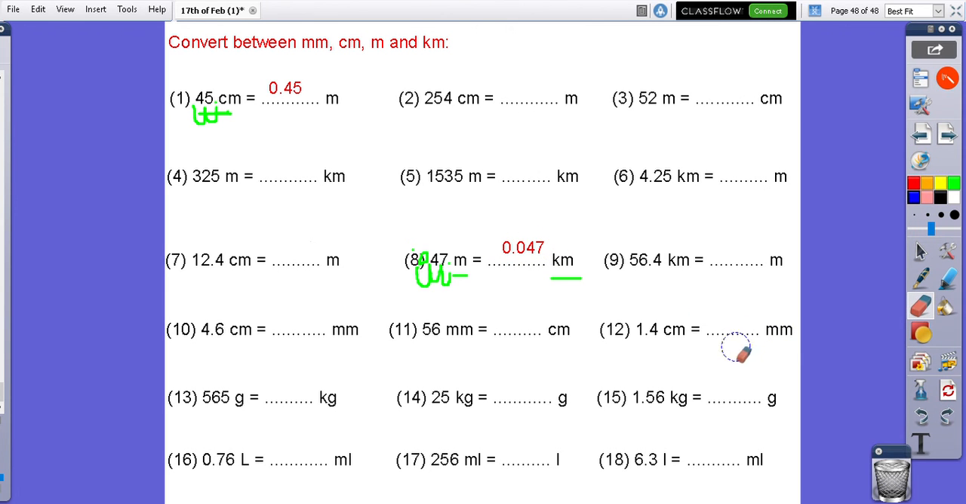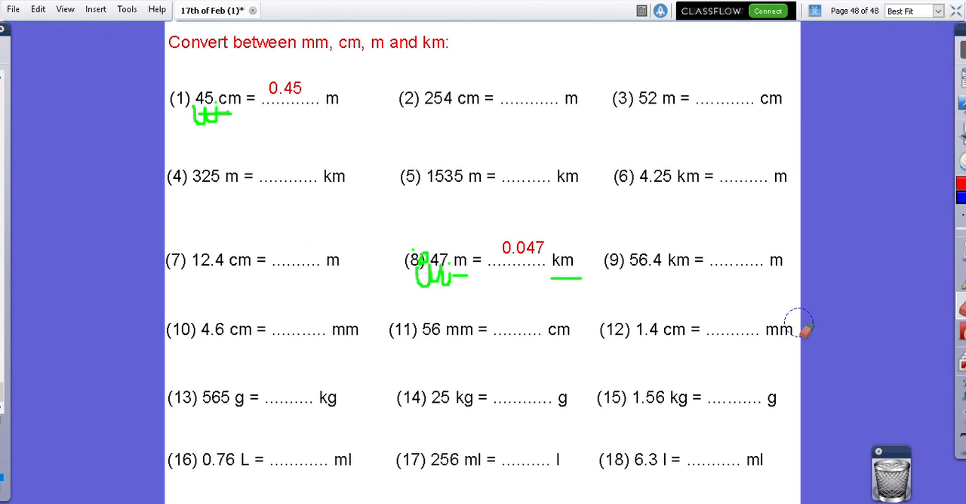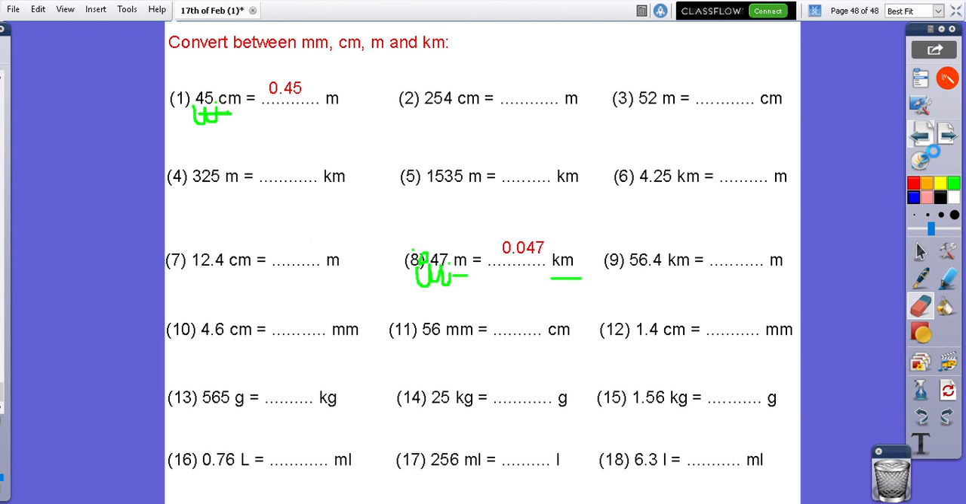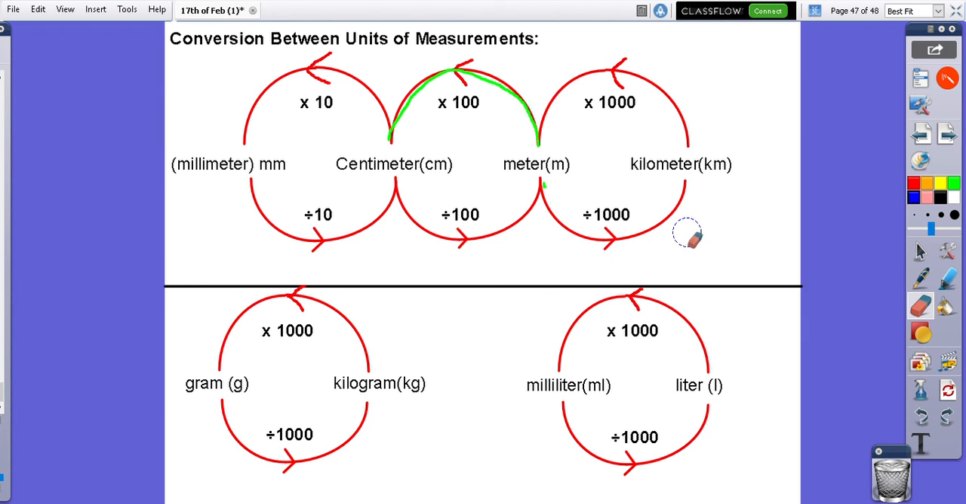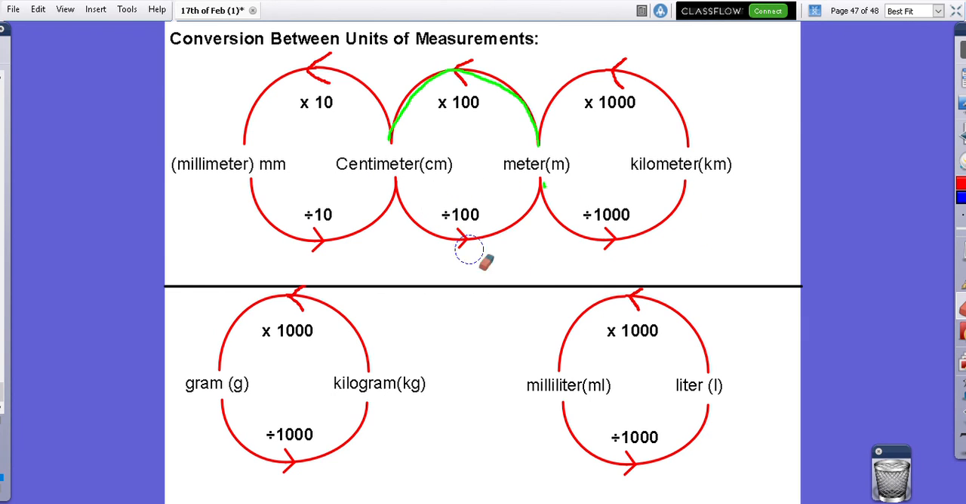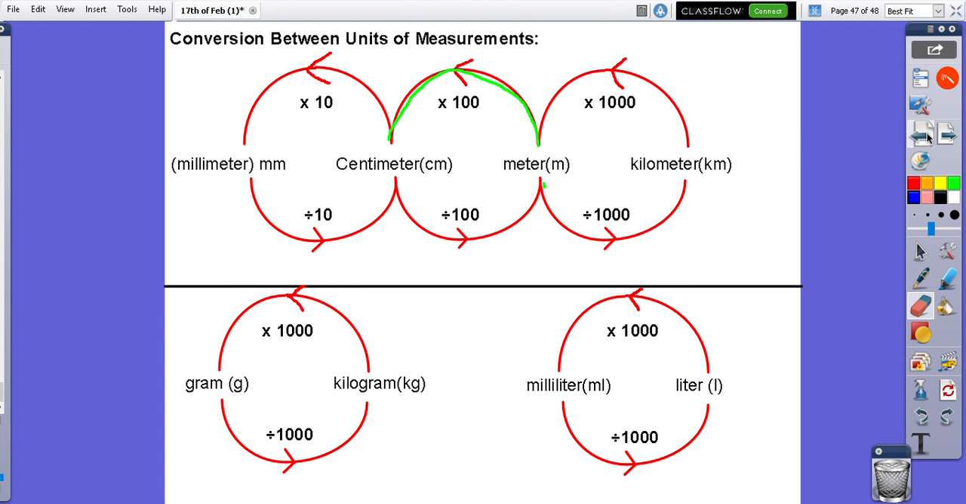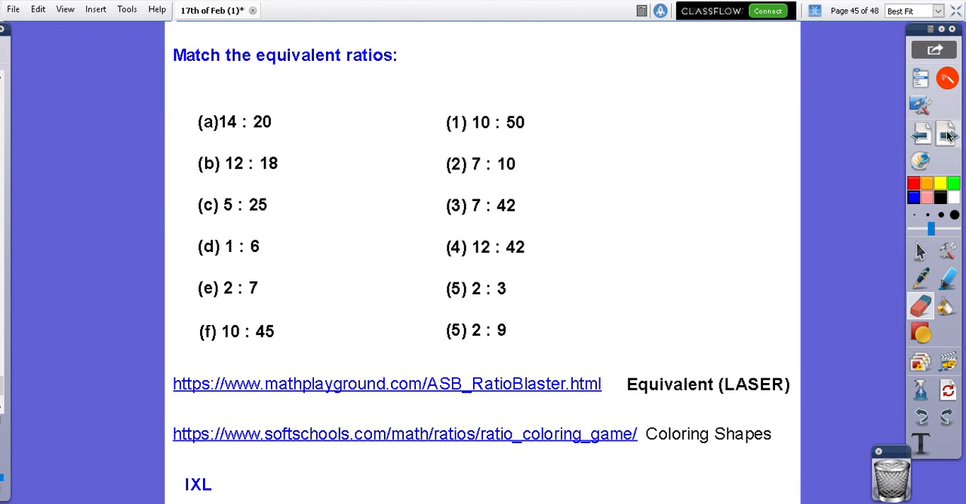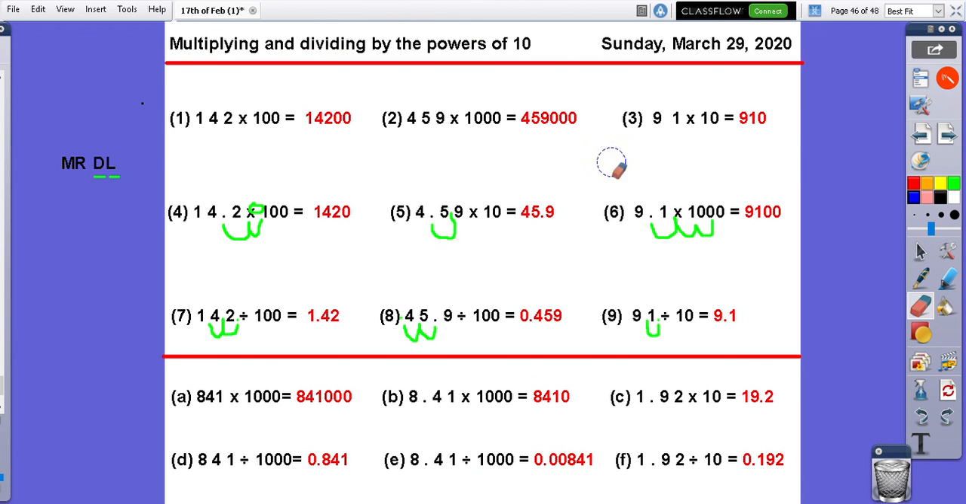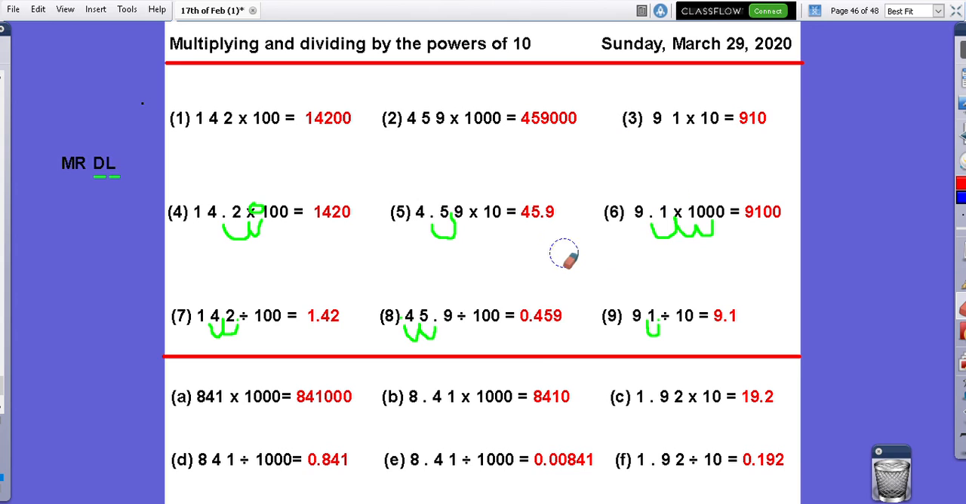Okay, so to convert the different units, you must know how to draw this. You must know how to use this, and very carefully make sure that you're using the right direction, not the opposite direction. And you need also to know how to multiply and divide by 10, 100, and 1000, moving the decimal points, and so on.